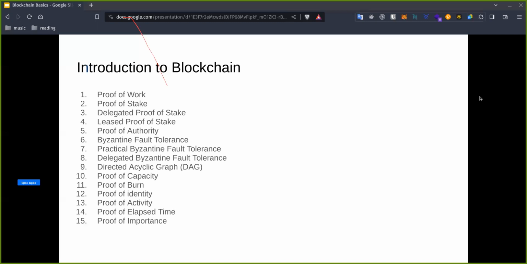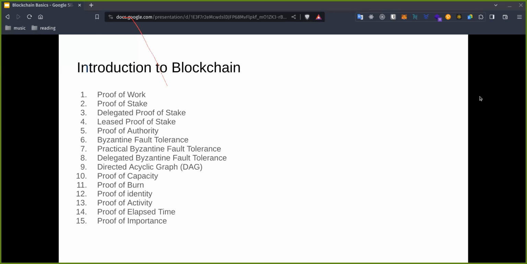We have leased proof of stake. We have proof of authority. We have Byzantine fault tolerance. We have practical Byzantine fault tolerance. Delegated BFT. So Byzantine fault tolerance, you see some abbreviate that as BFT. Then we have directed acyclic graphs. Then you have proof of capacity, proof of bound, proof of identity, proof of activity, proof of elapsed time, proof of importance.